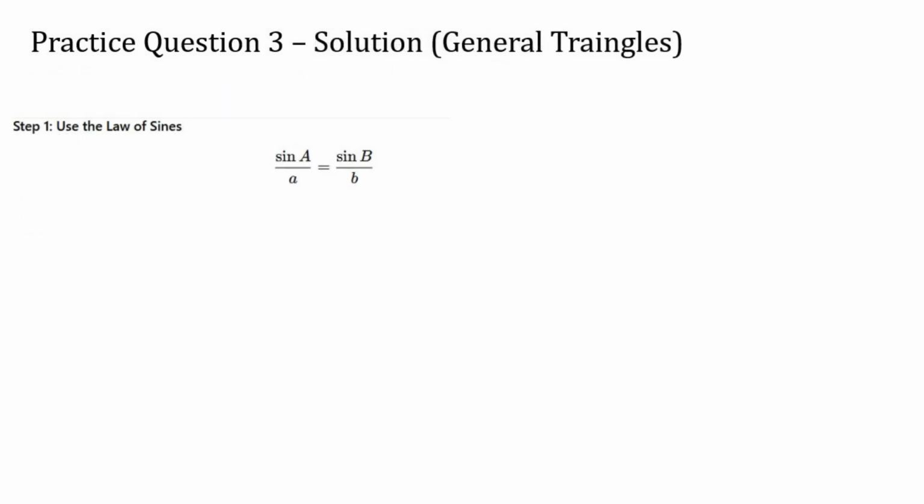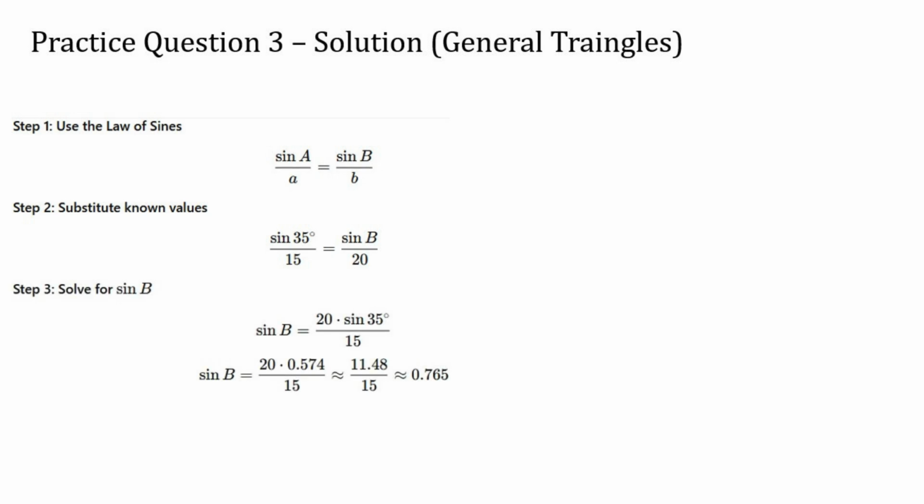In step 1, we start by recalling the law of sines, which tells us that the ratio of the sine of an angle to the length of the side opposite that angle is constant across a triangle. In step 2, we plug in the known values for the triangle. Next, we solve for the sine of the unknown angle. We isolate the sine of angle B on one side of the equation and evaluate the right-hand side numerically.